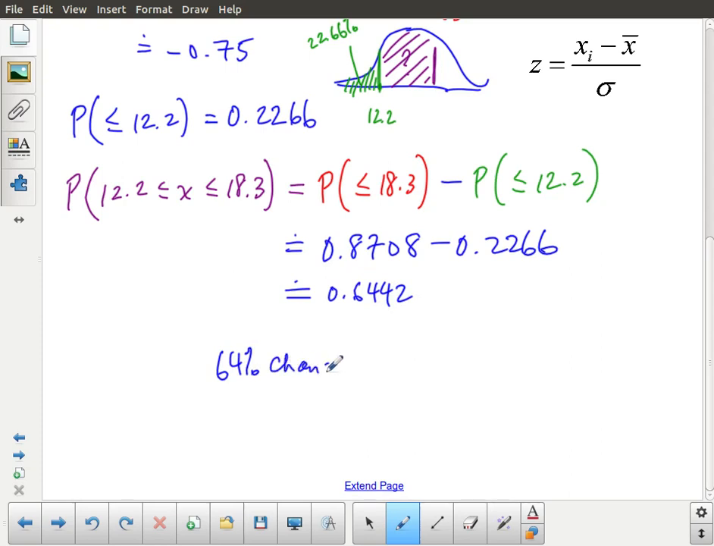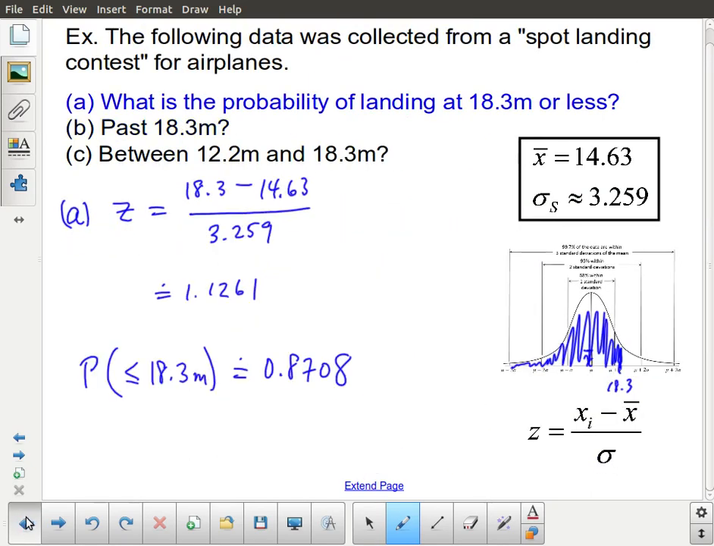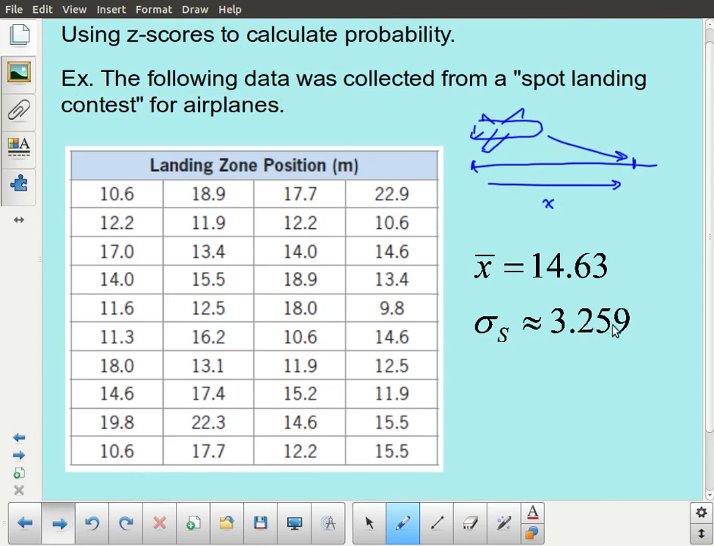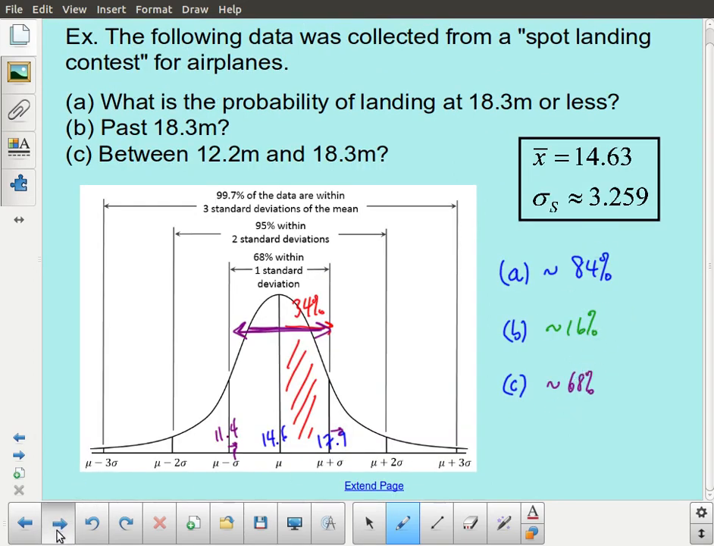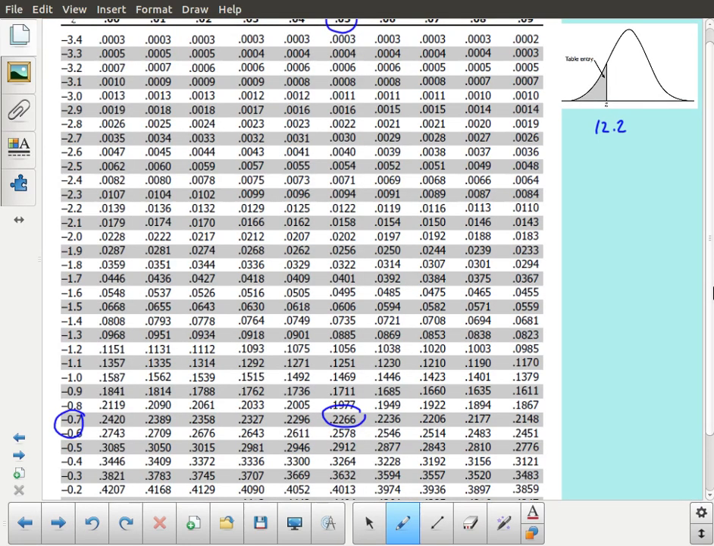chance of landing between 12.2 meters and 18.3 meters. This is why I don't often do concluding statements using this tablet, because it does slow things down quite a bit. And how did that line up with my estimate? So I got an answer of 64%, and again, my estimate was 68%. So as far as having something to look back on and feel pretty good about my final answer, I'm pretty happy with that.